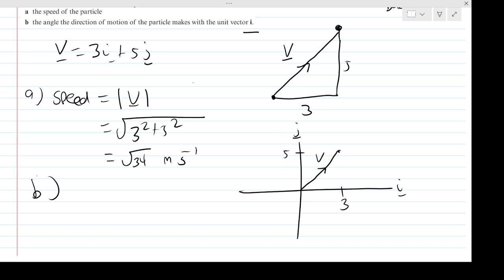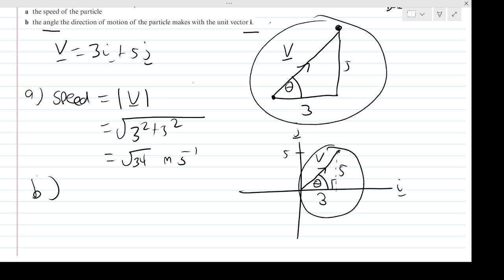Now, the angle the vector makes with i is basically talking about the angle it makes with the x-axis, which is this angle here, from the x-axis to the vector line. I'll call this theta. So we need to find theta. Now at that point, this will be the same angle theta in here, right? So we can construct a right angle triangle, right? So this will be 3 across and 5 up, okay?